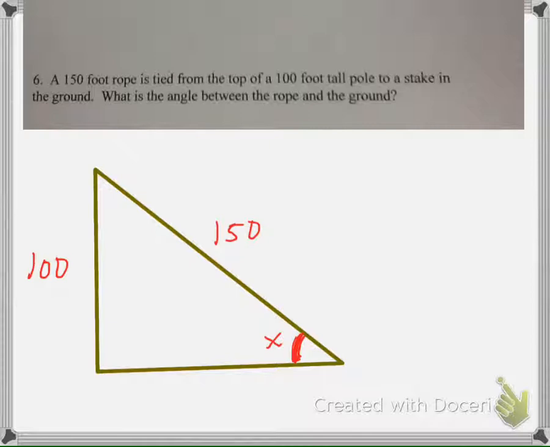Same thing. What side don't we care about? This one down here. And what side is that from x's perspective? Adjacent, because it's next door. So we want to use the trigonometric function that does not have an A. That would be sine. So we would set up sine of x is 100 over 150.